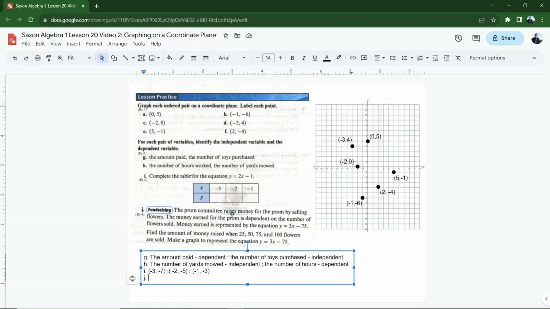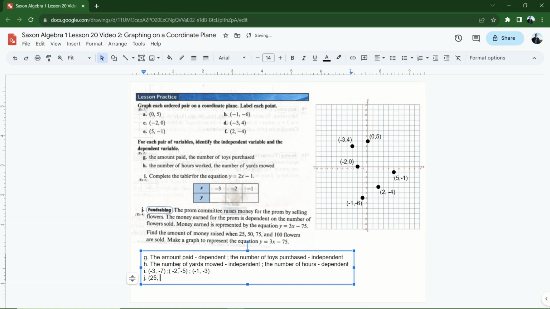The prom committee raises money for prom by selling flowers. The money earned for the prom is dependent on the number of flowers sold. Money earned is represented by the equation y equals 3x minus 75. Find the amount of money raised when 25, 50, 75, and 100 flowers are sold. So what I'm going to do is plug in these values for x and see what I get for y. So I'm going to write these as coordinate pairs.